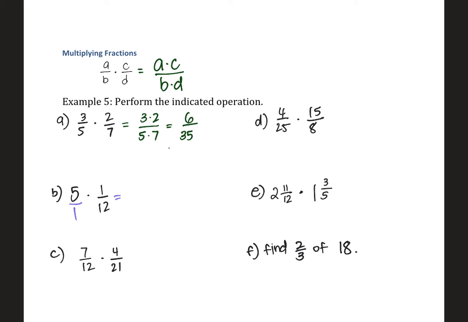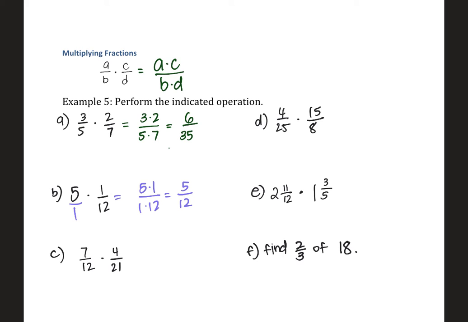Or first I can see if there's any common factors between the diagonals. 1 and 1, it's the same number, but it's just going to reduce to 1. 5 and 12 have nothing in common. So all I'm going to do is multiply this across. 5 times 1 over 1 times 12. And of course, this is just 5 over 12.